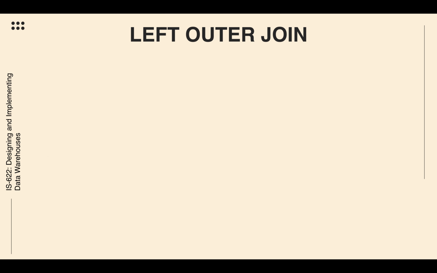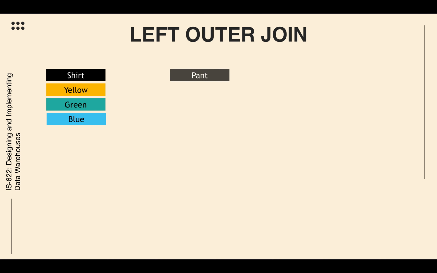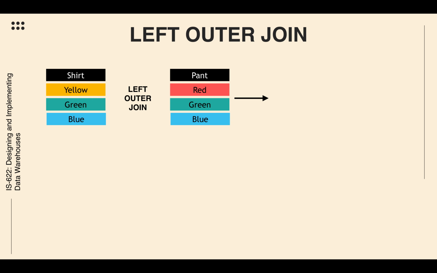Now let's talk about outer joins. There are three types of outer joins. When you talk about outer joins, we have left, right, and full. So let's see one by one, what do they mean? Let's again go with the same example that we did before. We have a shirt table and we have a pants table. This time we would like to do a left join, a left outer join, sometimes also referred to as the left join.